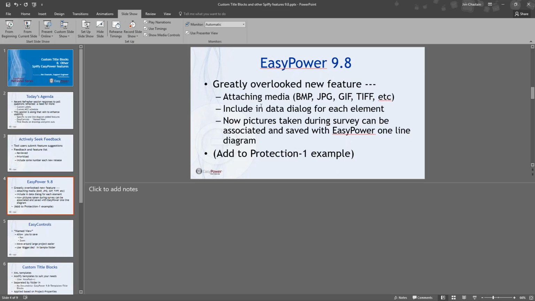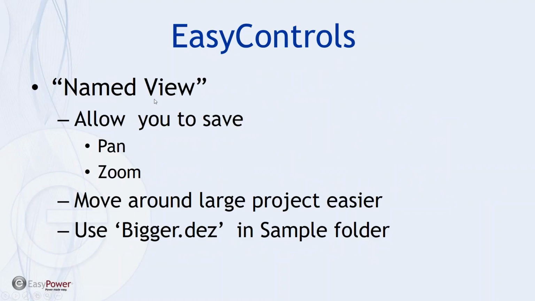All right, next thing we want to talk about. In EasyControls, we've added a feature called Name View, and it's very valuable, especially in large, complex one-line diagrams, to move around rather than doing a lot of scrolling and having to move the mouse multiple times to get across the page. And so what I'm going to do is use the bigger example in our sample file and show you how to implement name views.